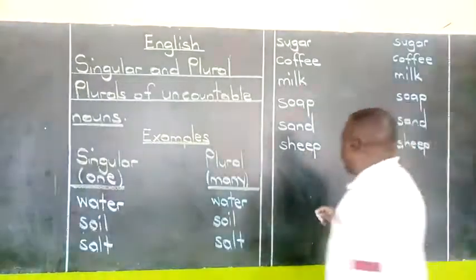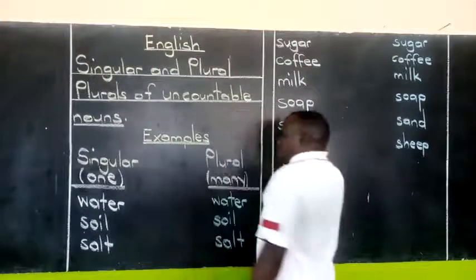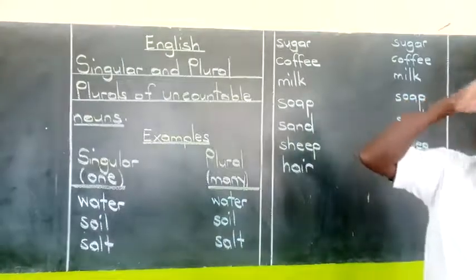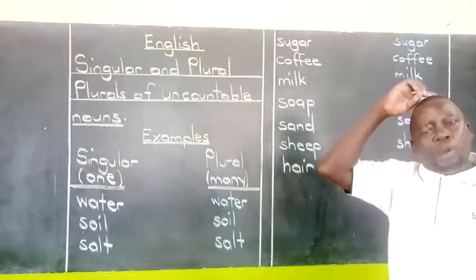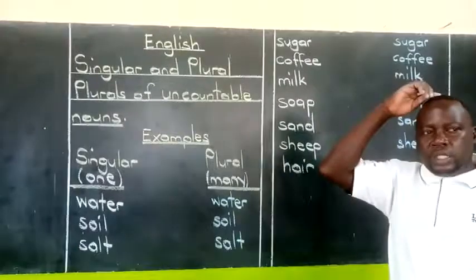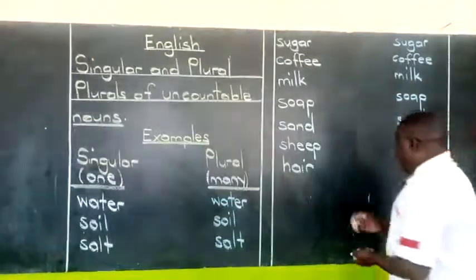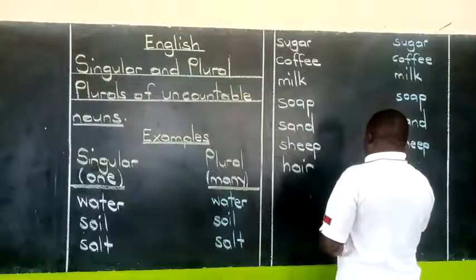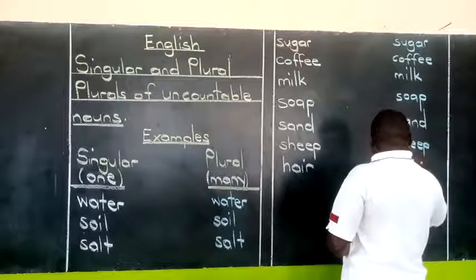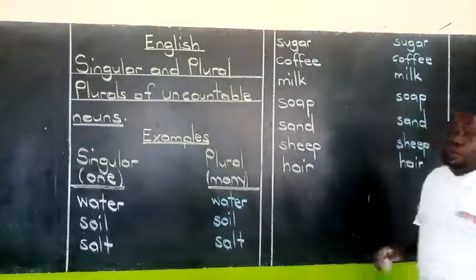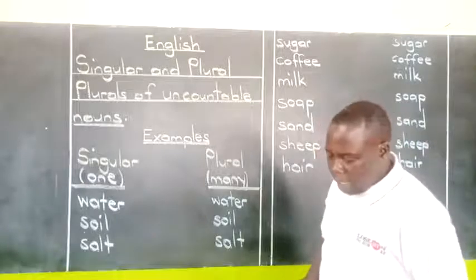We have hair. Hair, part of the body. If I tell you to count the hair that is on your head, you can spend 20 years when you have not finished counting it. So it is under uncountable nouns. Hair remains hair. Don't say hairs. I have much hairs. No. We don't say much hairs.